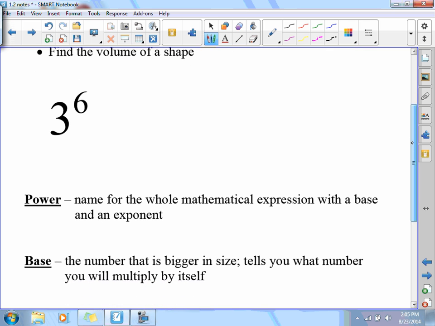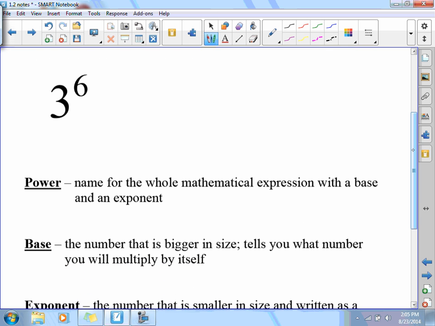Now this first expression here, 3 to the 6th power, the whole expression as a whole is called a power. And that's the name for the whole mathematical expression with a base and an exponent. Now the base is the number that you are multiplying by itself. And usually that's the larger number in size. It doesn't have to be the larger number in value, but it's the larger number in size.